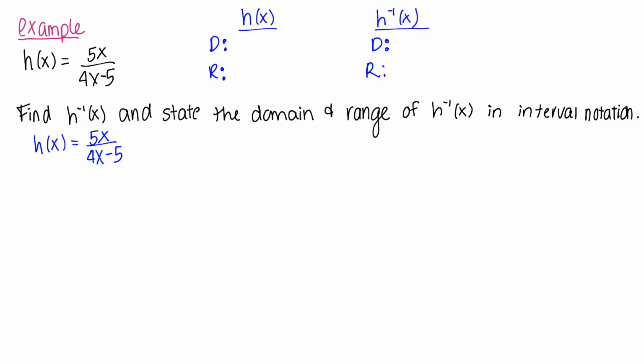For the domain of this guy, we can't have the denominator equal 0, so 4x minus 5 cannot be 0. Adding 5 to both sides, 4x cannot be 5. Divide by, you're dividing by 4. x cannot be equal to 5 over 4. So the domain of h is negative infinity to 5 over 4, and then we just pluck it out of the number line and go from 5 over 4 to infinity. And that will be the range of h inverse.